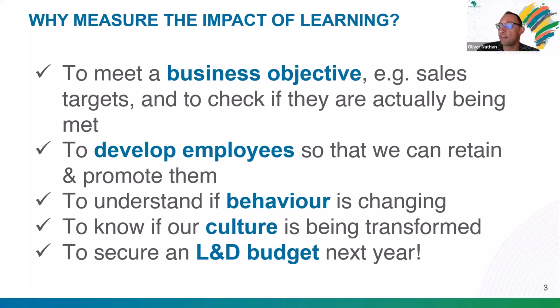Number 3 is to understand if behavior is changing. 4, to know if our culture is being transformed in the direction that we might want to transform it. And lastly, and very importantly, and this cannot be understated, is to be able to secure learning and development budget for the next year. We need to be able to demonstrate the impact of our learning in order for the learning and development function, or even the HR function, to prove its business case to the business. We need to be able to show and demonstrate the effectiveness of our human resource development interventions more broadly.